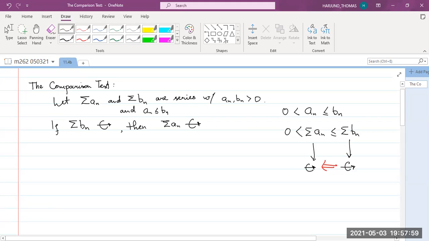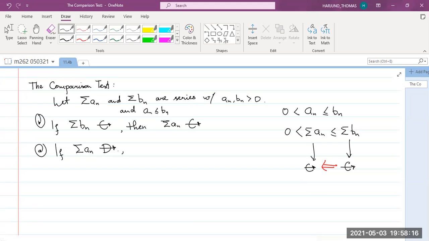On the other hand, if the smaller series is divergent, and if it is divergent, it will diverge to infinity, by the way, then the greater series will also be divergent.